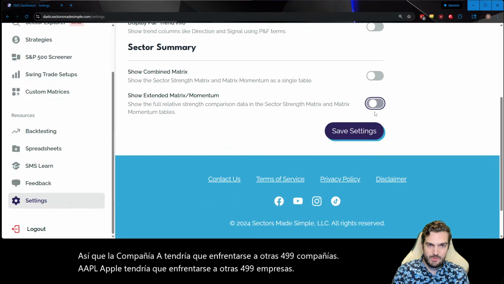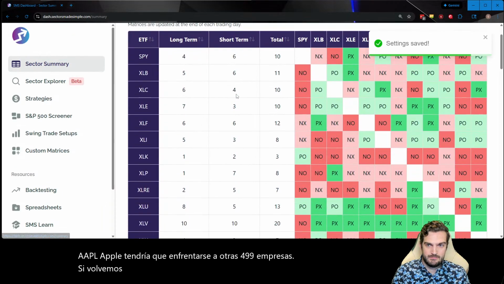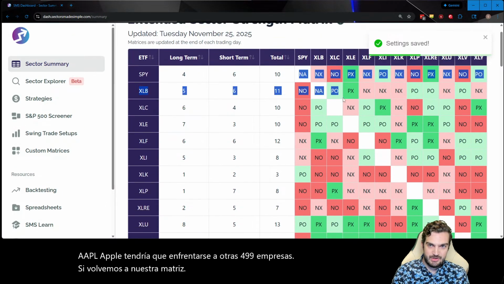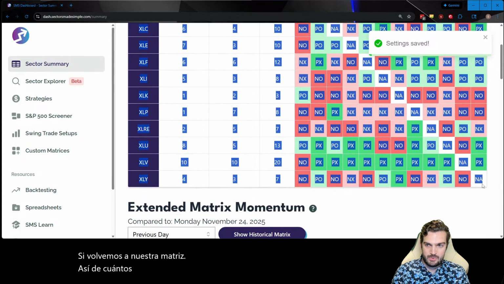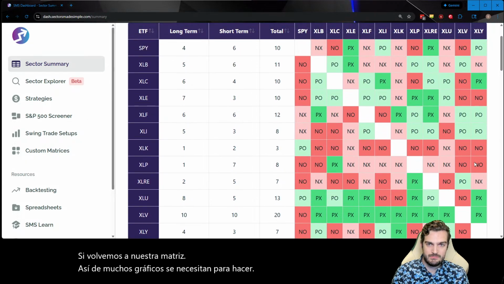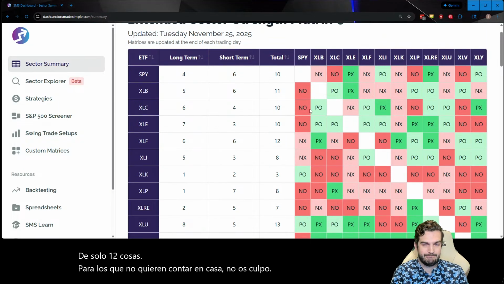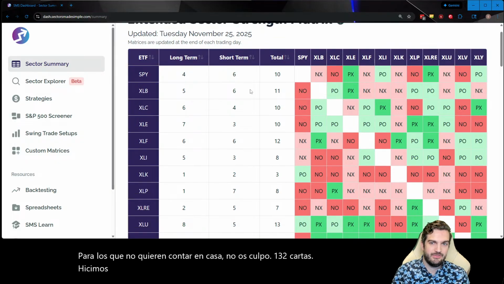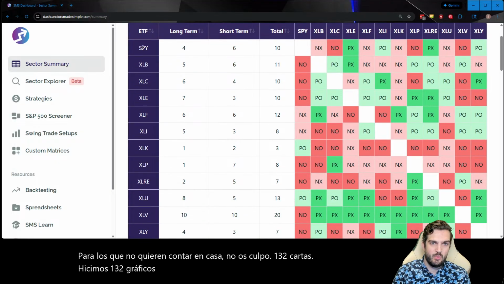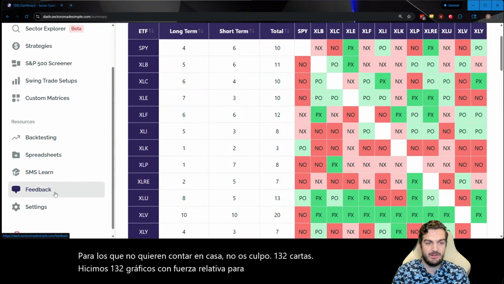If we go back to our matrix, this is how many charts it took to make a relative strength comparison of just 12 things. For those that don't want to count at home, I don't blame you. 132 charts. We did 132 charts with relative strength to find which sectors have the highest and lowest strengths.